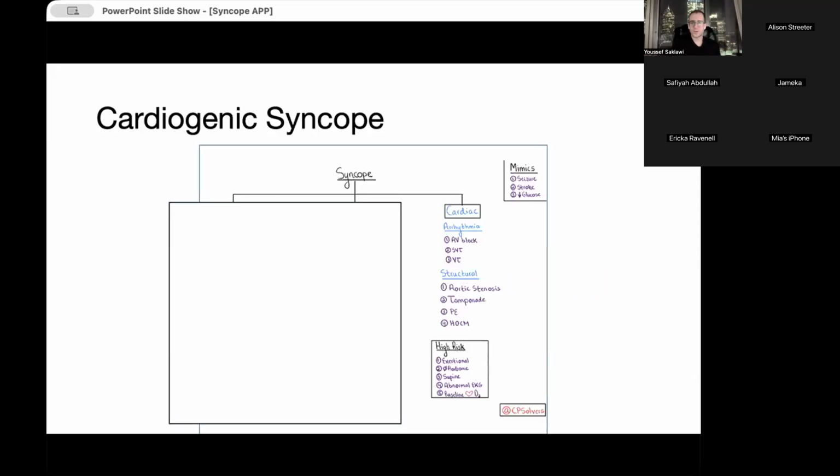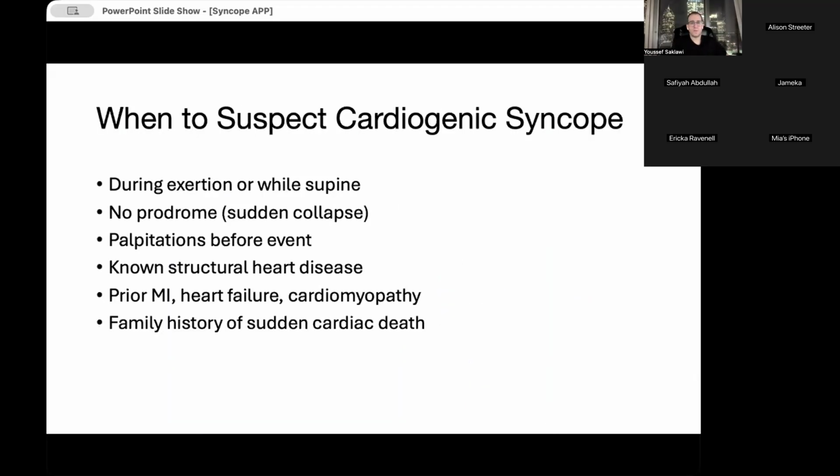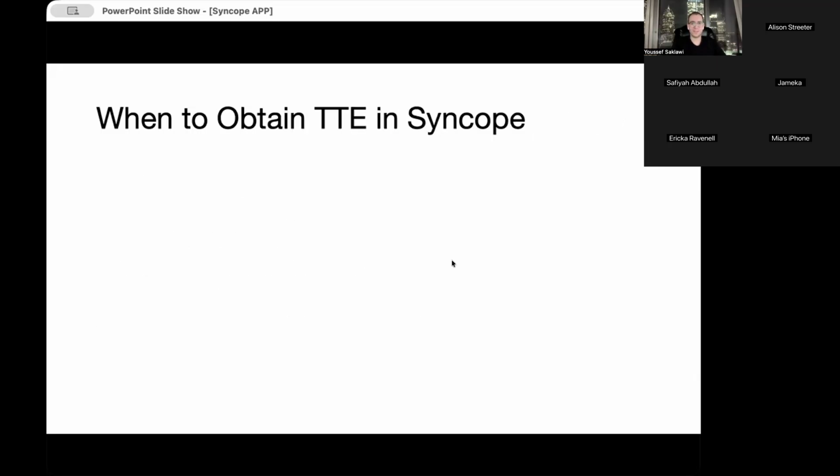All right. So going towards the third bucket, which is cardiogenic syncope. When to suspect cardiogenic syncope? These are the red flags you always want to look out for. If somebody had syncope while exerting themselves or while supine, you want to think, if you were just lying down and then had a syncope, did you have an arrhythmia or a heart attack? What was going on? No prodrome, if you suddenly collapse, if you had palpitations, if you have structural heart disease, a history of heart disease, and if you have a family history of sudden cardiac death.